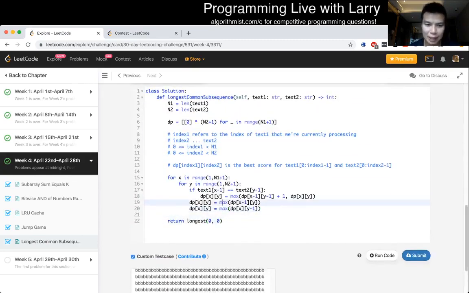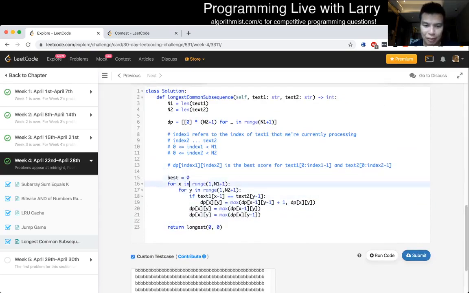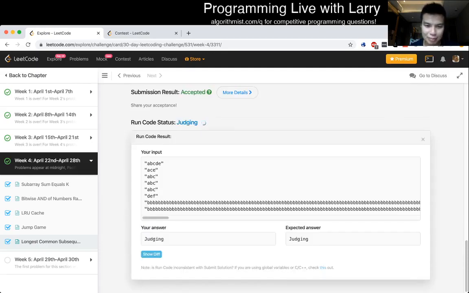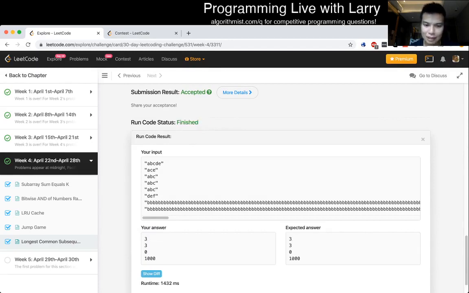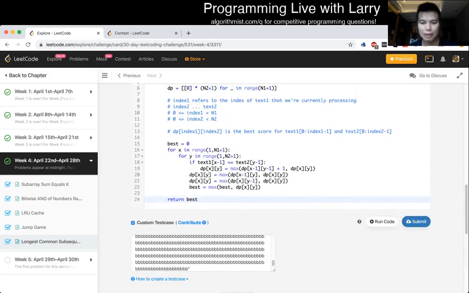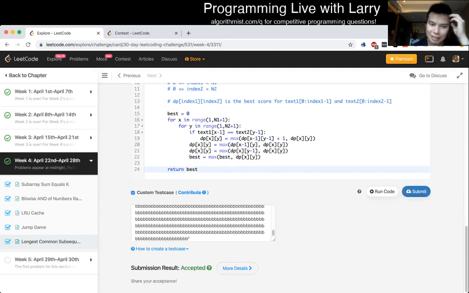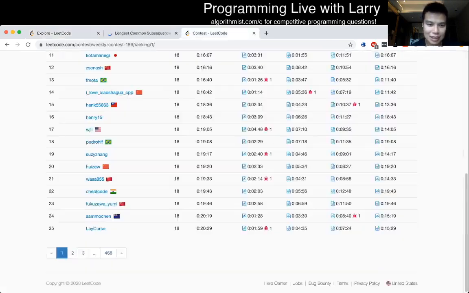And what is our best score, right? Best is 0 in the beginning. The best score can end anywhere, so let's set the best score equal to max of best and dp of x of y. Also, by we, I mean me, forgot to write this part. And then now we just have to return best. Let's run it real quick. Yeah, so that's pretty much it. Let's accept it again, just for science.